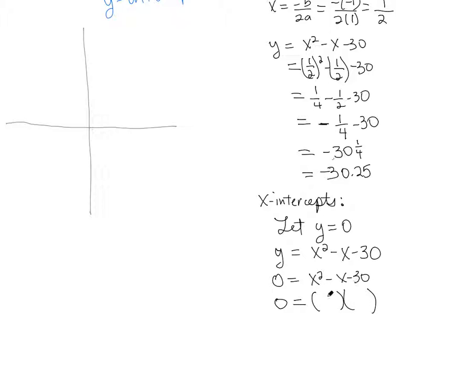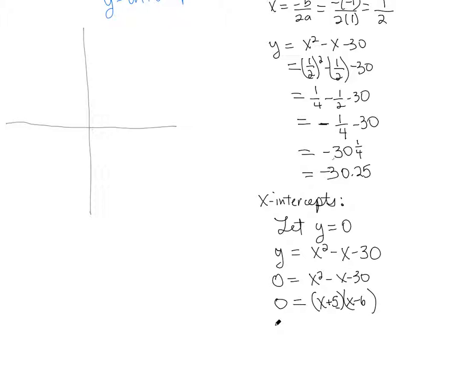Now at this point, after we let y be 0, we end up with this, and this right side looks like it can be factored, and it is. It turns out you can write this as x plus 5 times x minus 6. That's how you factor this, right? You want to find two numbers whose product is -30 and whose sum is -1.